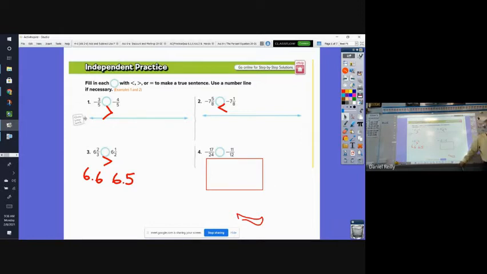Number 4, to compare these two fractions. Alicia. Well, neither of these are going to be mixed numbers because the numerators are smaller than the denominators, right? Marcus.